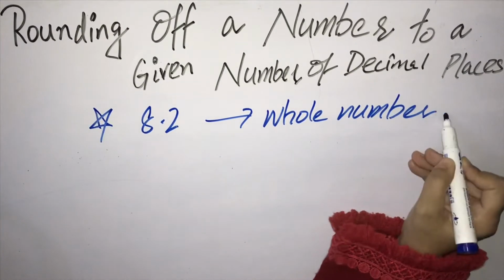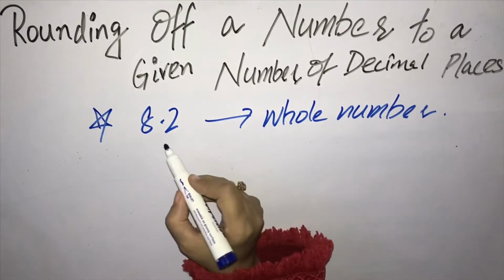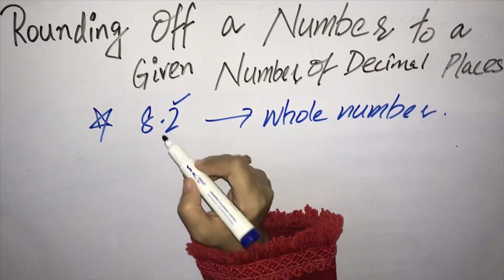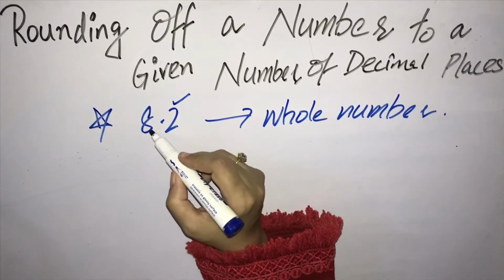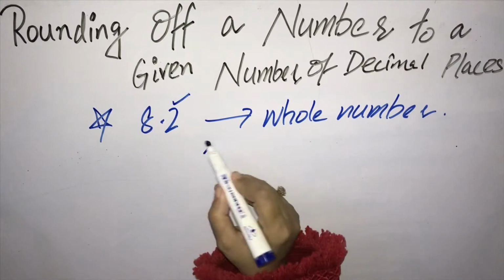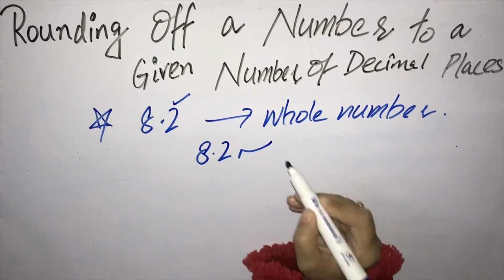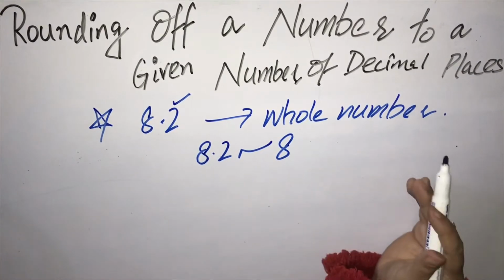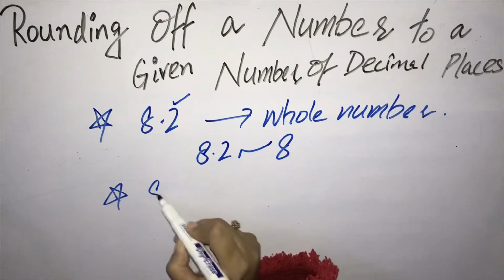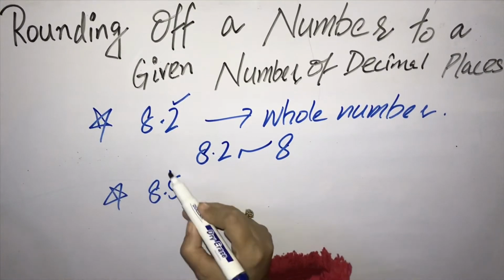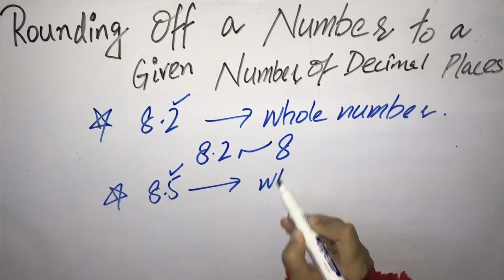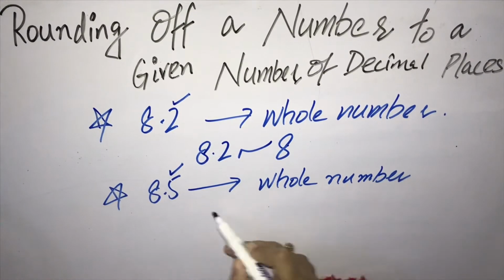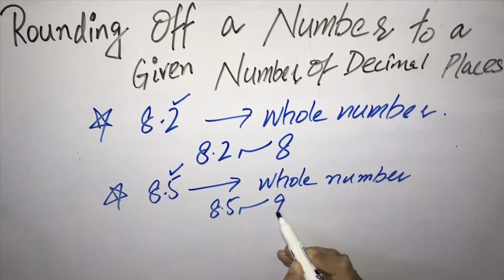So we will observe the number after the decimal. If the number after the decimal is less than 5, we shall drop it and take the number before the decimal. For example, 8.2 will be approximately equal to 8 because 0.2 is near to 8, not near to 9. Similarly, if we have 8.5, it is midway. So 8.5, when we have to convert it into a whole number, we shall take as 9.